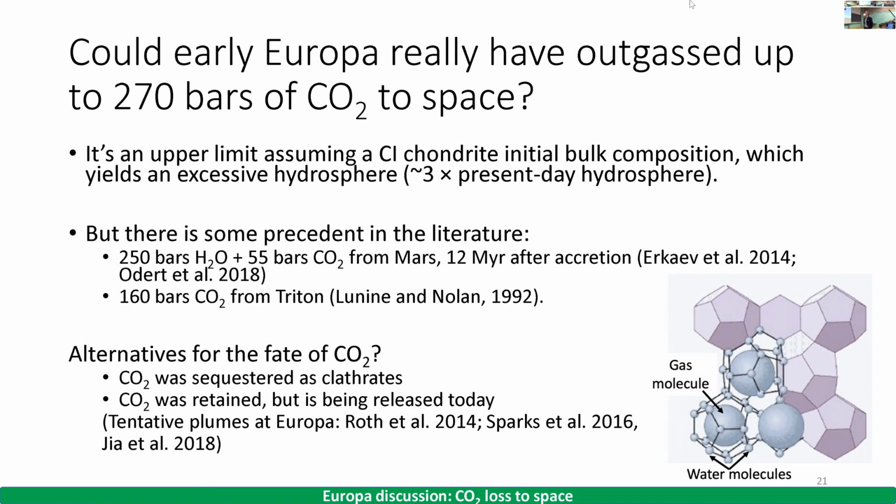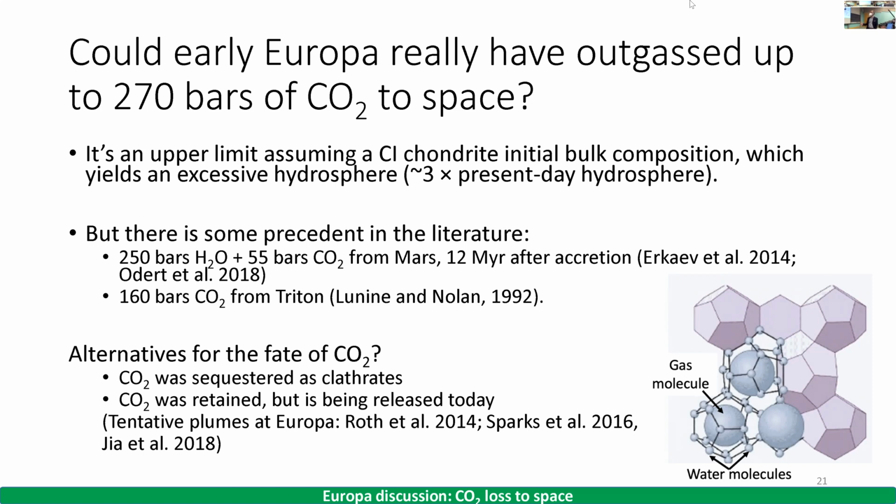So there are alternatives, though, to where that carbon dioxide could have gone. Carbon dioxide could have been sequestered as clathrates in the ocean. If you don't know what clathrates look like, this is a basic structure. Essentially they're like little cages of water molecules with a guest species within the cage. In this case, carbon dioxide is a possible guest species within these structures. And perhaps that carbon dioxide could have been retained early on and is being released today.